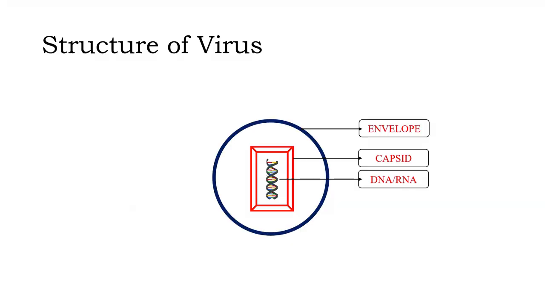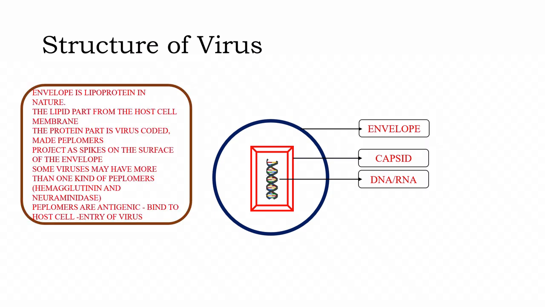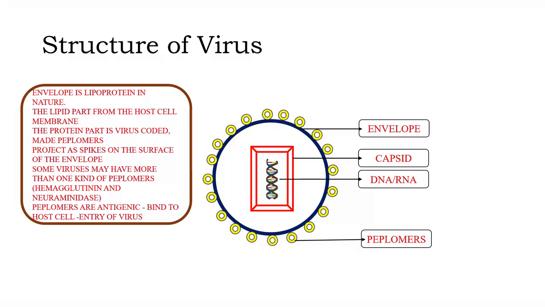Most of the viruses have an envelope surrounding this capsid, which is a lipoprotein component. Means when the virus buds out, they will take up the lipid from the host cell and come out with this particular envelope. On top of this envelope, there can be some projections called peplomers, which are the attachment points of the virus to the host cell.